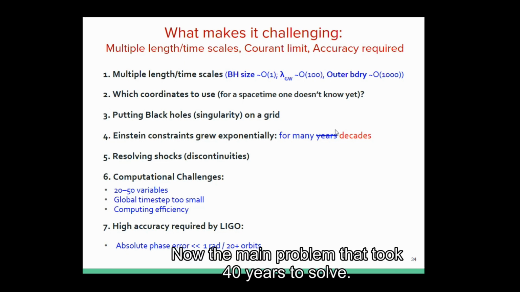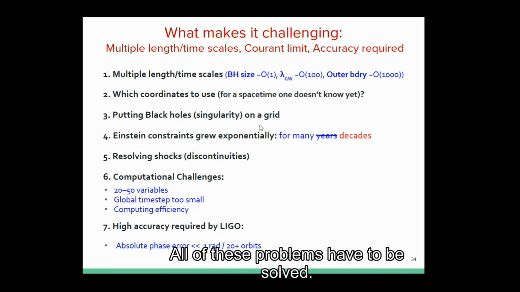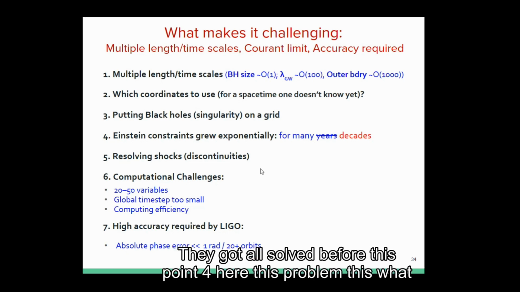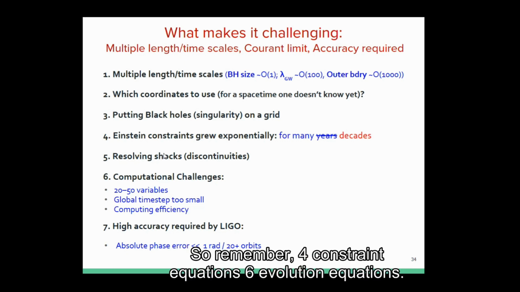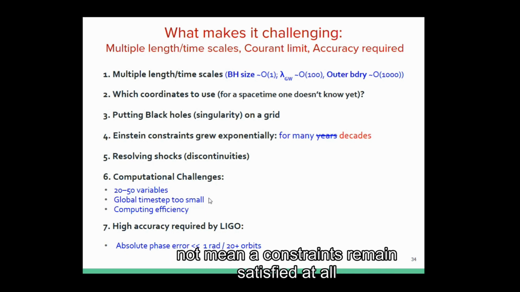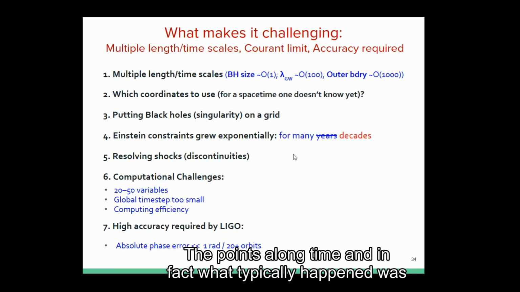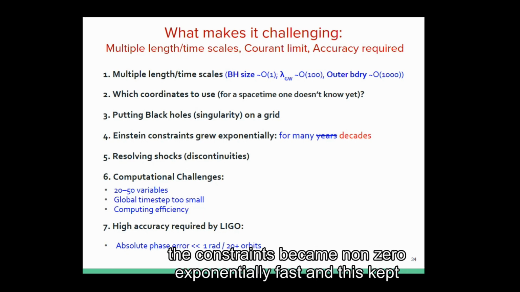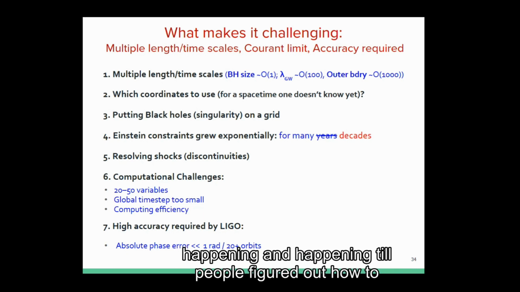Now, the main problem that took 40 years to solve, all of these problems had to be solved. They got all solved before this point. What does that mean? Remember, 4 constraint equations, 6 evolution equations. Now we start with some initial state. We solve the evolution equations, evolve the initial state. But that does not mean the constraints remain satisfied at all points along time. In fact, what typically happened was the constraints became non-zero exponentially fast. And this kept happening and happening, and people figured out how to control it.